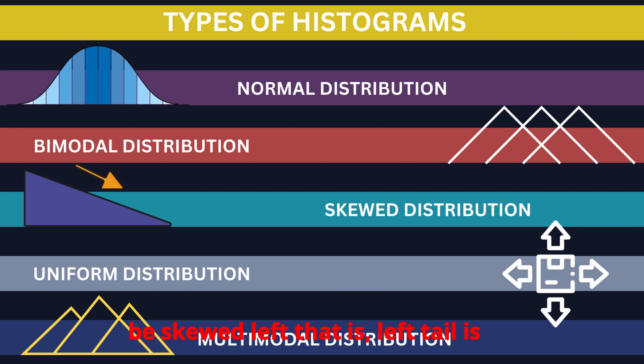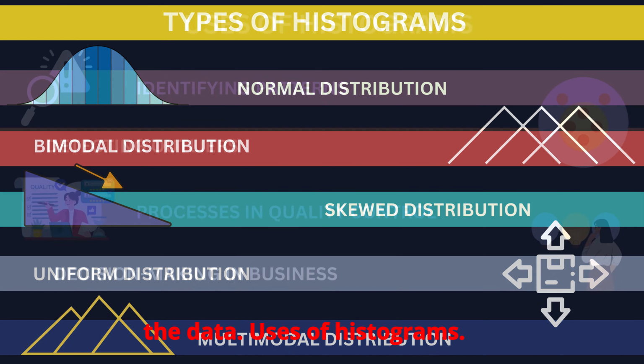Data may be skewed left, that is, the left tail is longer, or right, that is, the right tail is longer, showing that the majority of values are concentrated on one side. Uniform distribution, in which all bins have roughly the same height, indicates that all values are equally likely. Finally, multimodal distribution contains more than 2 peaks, indicating multiple common values or groups within the data.